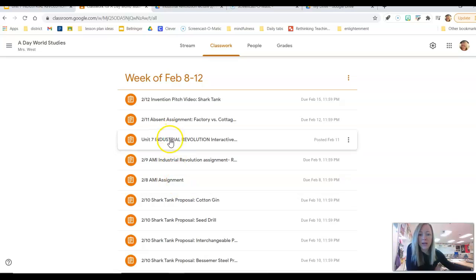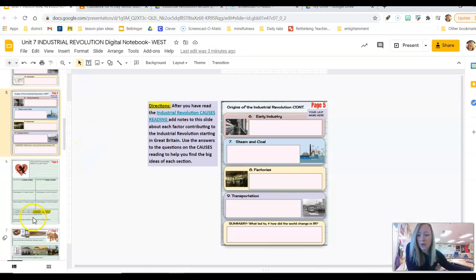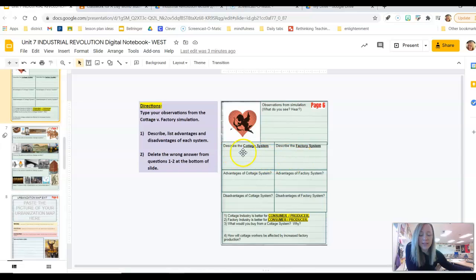All right, here again is your Industrial Revolution Interactive Notebook for my B-Day kids. Then if you look at your cottage versus factory system, make sure that you have filled this one out. You've looked at the difference between cottage and factory. What are the advantages and disadvantages of each?